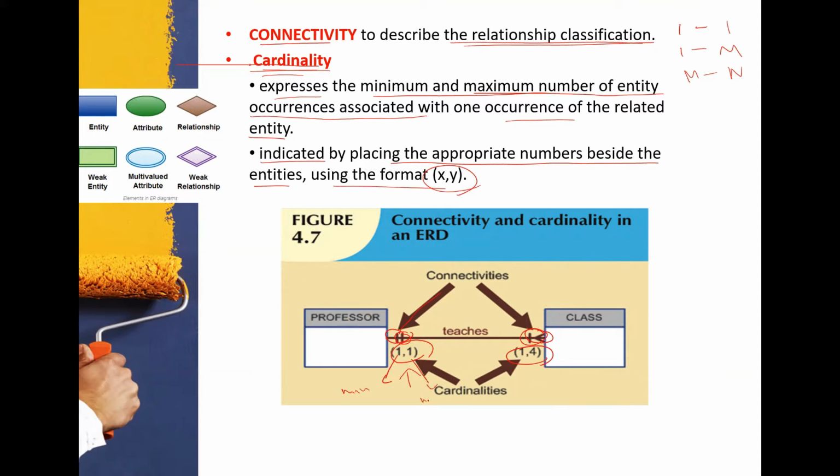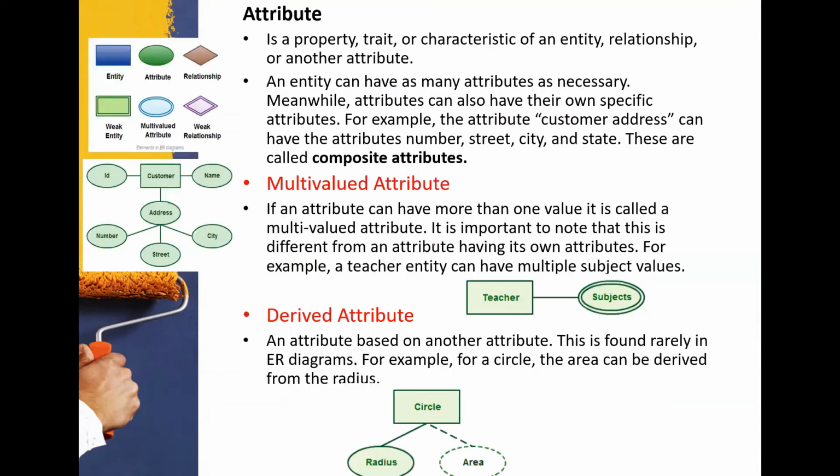Maksudnya ini adalah minimum, ini adalah maksimum. Maksudnya profesor ni minimum adalah 1-1. Okay. Kalau kelas pula, satu profesor ni boleh mengajar satu kelas ataupun lebih. Itu maksud dia. Sebab tu awak nampak ni dan many. This one relationship dia dikenali sebagai teach. Ni relationship, ni connectivities. This one is cardinalities.